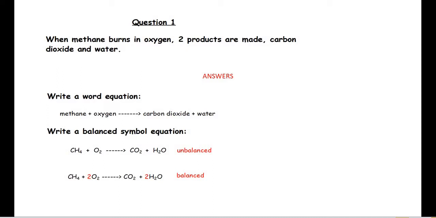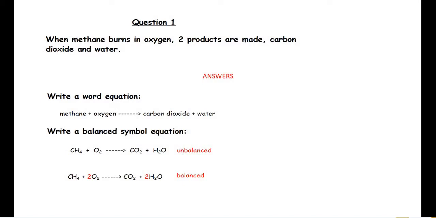and then I've given you an unbalanced equation and a balanced equation. It's very important that we balance our symbol equations. So CH4 is methane, O2 is oxygen. We know O2 is oxygen because it's two atoms covalently bonded together. We've got CO2 and H2O, and you're all familiar with those. Now that is unbalanced. So what we need to make sure when we balance an equation is we have the same number of atoms on the left hand side as the right hand side.